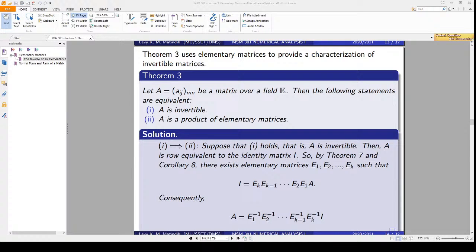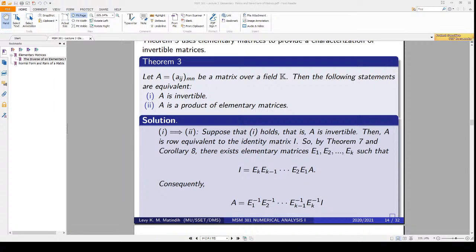Remember one thing. The inverses of elementary matrices are elementary matrices. The identity matrix also is an elementary matrix. You should also remember that. So we have the identity matrix as an elementary matrix, and we have the inverses of the elementary matrices, which are also elementary matrices. So we have written A as a product of elementary matrices. Therefore, 1 to 2 holds.